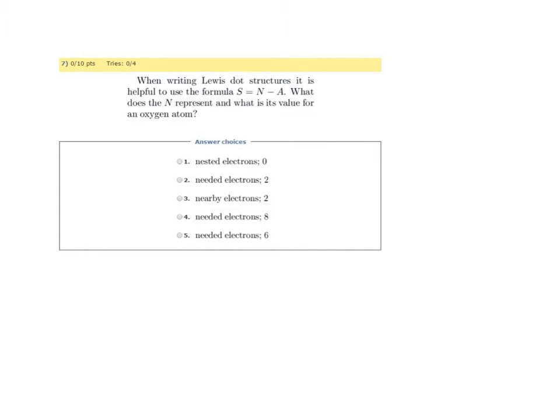Okay, so what does the N stand for in Lewis dot structures? That's the first part of the question. And what would N be for oxygen? Well, you need to remember that N stands for needed, and for pretty much every element on the periodic table, the value for N is 8. And so, first of all, the only one with 8 is this choice, and some of the others have things that aren't needed. They're nearby or nested, which are not the right answer. So, answer choice needed electrons, and 8 would be the number for oxygen.